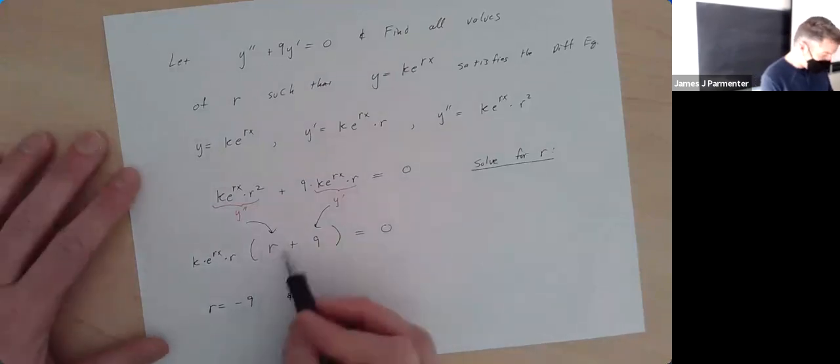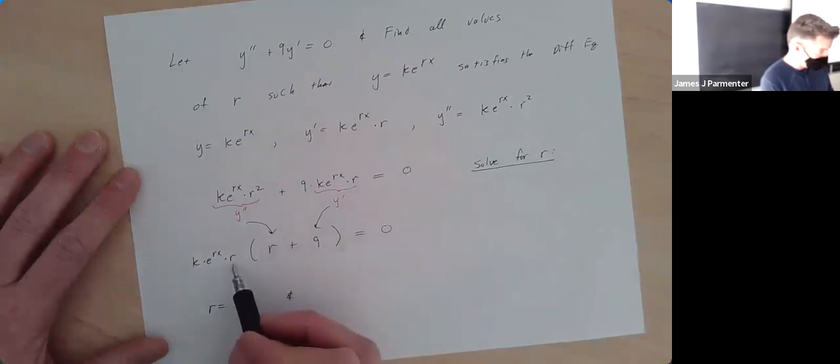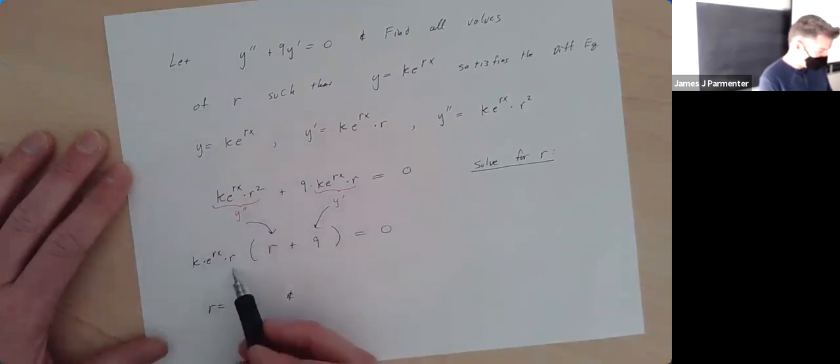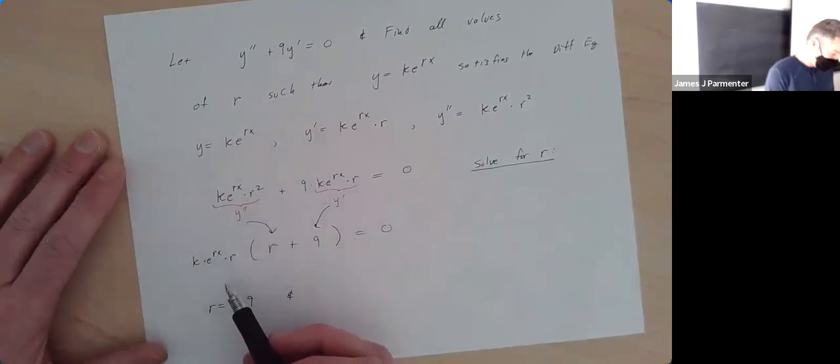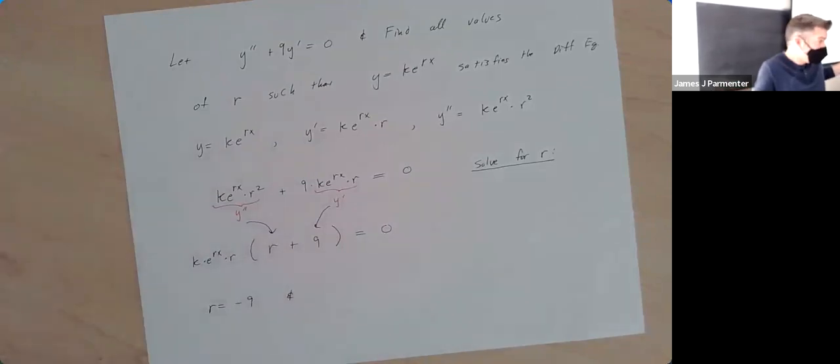Here r can be -9, right? Because -9 plus 9 is 0. And what could r be here? If you want the whole thing to multiply to 0, here r could be 0, because 0 times all the stuff will give us 0.